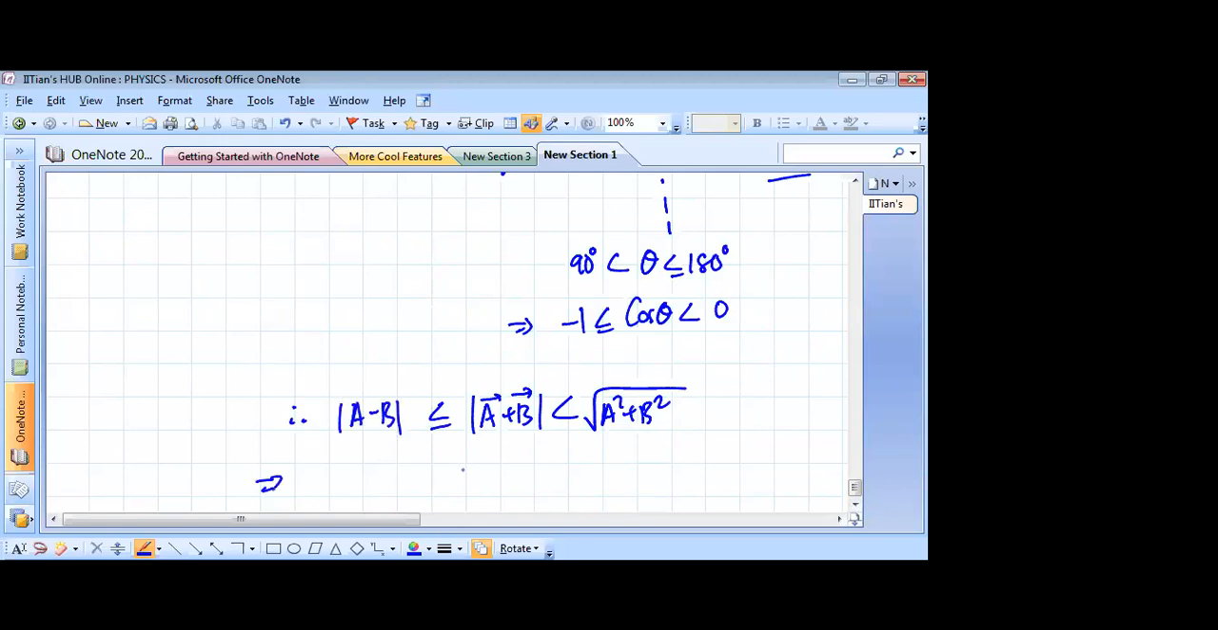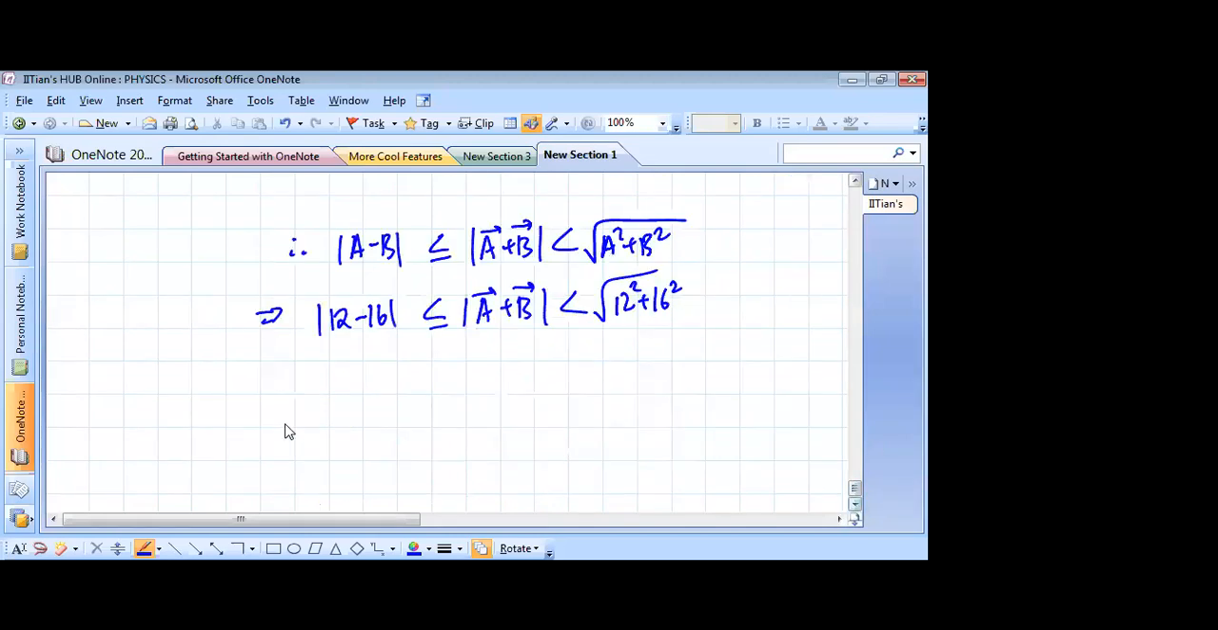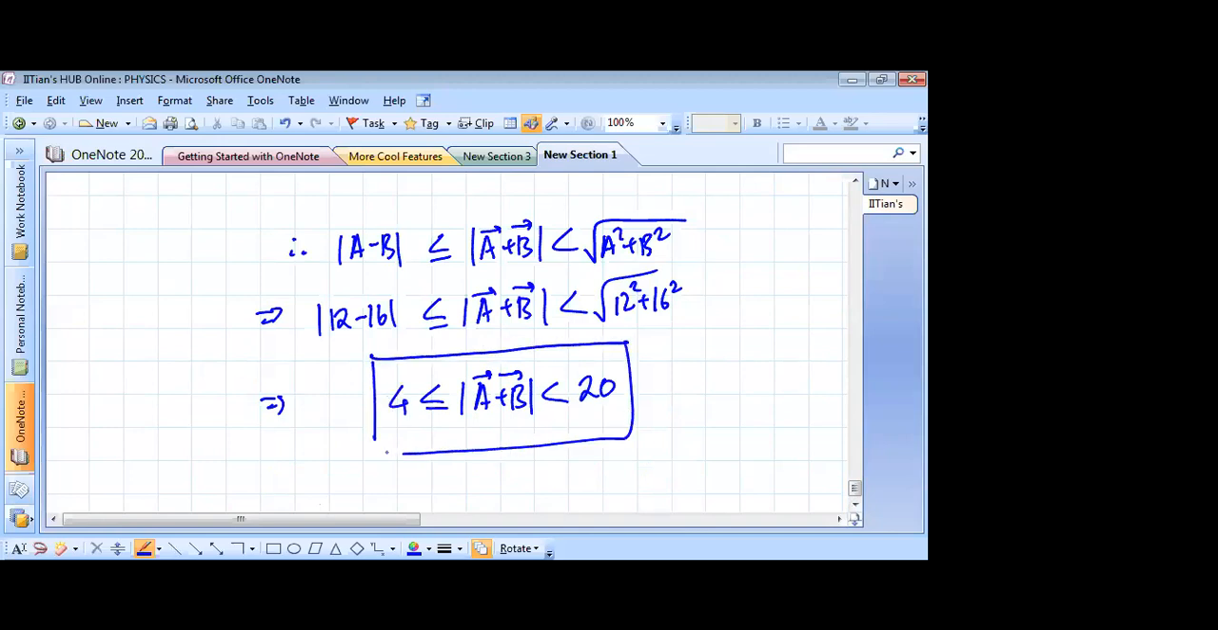That means magnitude of A plus B will be less than root of 12 square plus 16 square, but greater than or equal to the difference of 12 and 16. That means that magnitude of A plus B cannot be 20 also, it is less than 20. At the same time, it is greater than or equal to 4. So it can be 4, but it cannot be 20. It can be anything between 4 and 20.